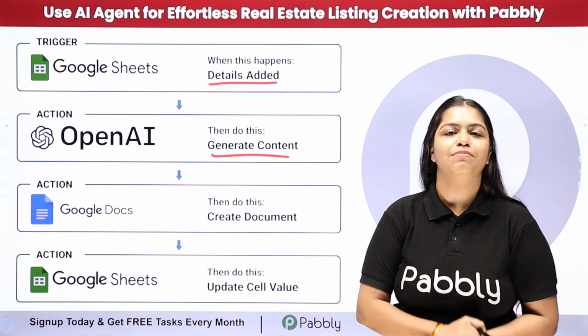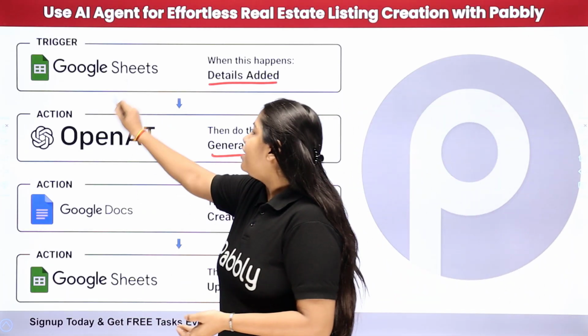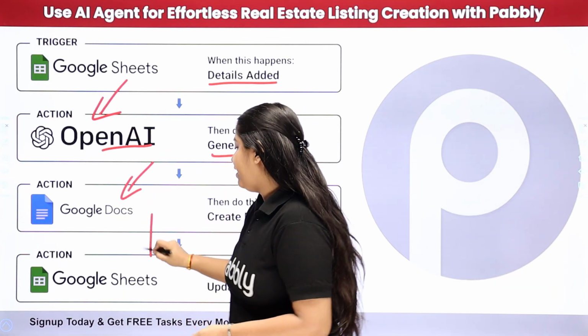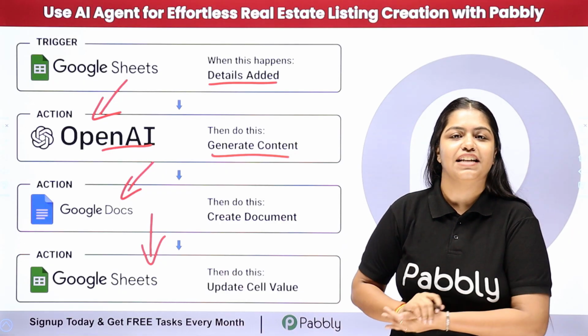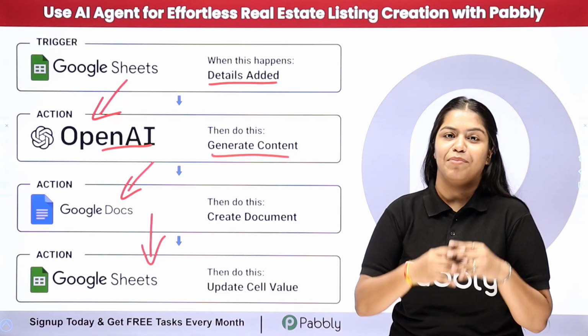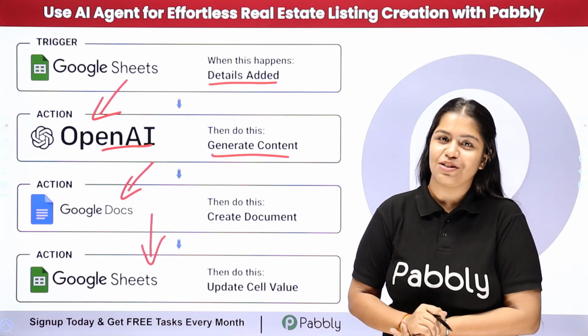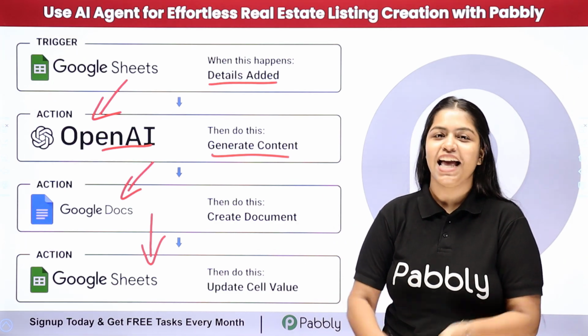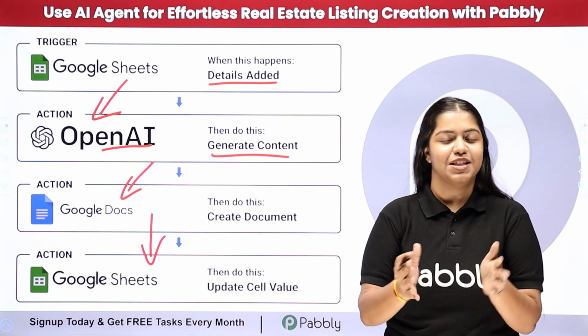So to do this, we are simply going to create a connection between Google Sheets, my AI agent, which is OpenAI, Google Docs, and then again Google Sheets. And to create this connection without knowing any programming or coding language, we are going to use Pabbly Connect. It is an amazing automation software. So if you also want to create this amazing automation for your own business, then for that you have to come with me towards my screen.